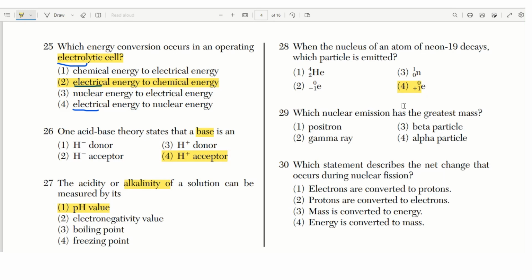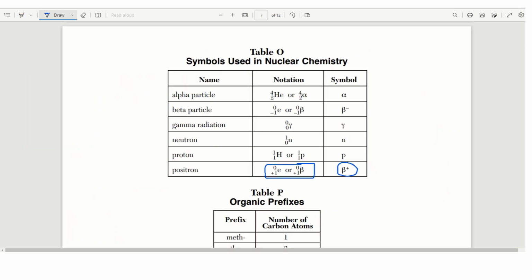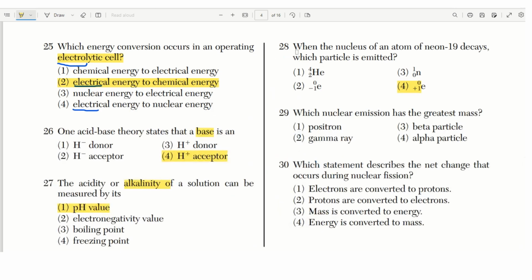Which nuclear emission has the greatest mass? Well, this is, again, a straight up reference table question. It is Table O. Remember, mass is the top number and charge, or the atomic number, which indicates nuclear charge, is the bottom number. So the greatest mass would be alpha particle. Is alpha particle one of the options? It sure is. Which statement describes the net change that occurs during nuclear fission? Well, nuclear reactions are unique in that mass is converted to energy. So you should just remember that: mass converted to energy in a nuclear reaction.